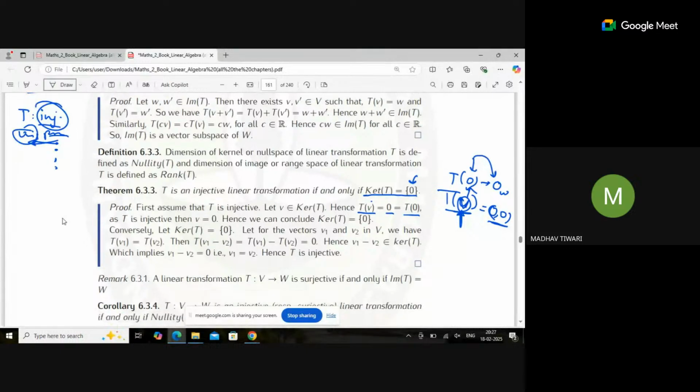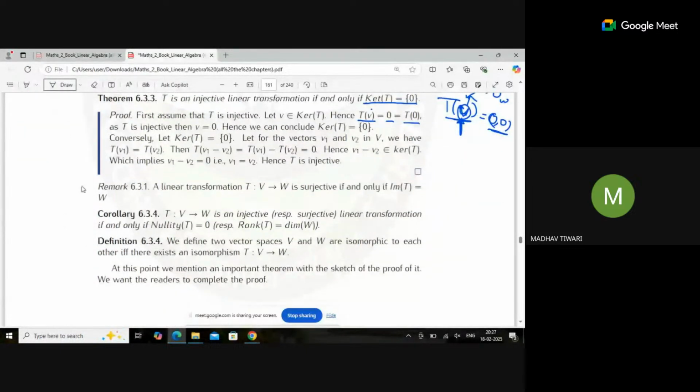Next is the range space, when we talk about surjectivity. It states that a transformation is surjective if and only if the image of that transformation is equal to W. That is the same thing we have already figured out: if all the points inside W have some pre-image, then we can say it is surjective. If we find the images of all these vectors, and all the points inside W are covered, then we can say it is surjective. This is the same thing, nothing else.